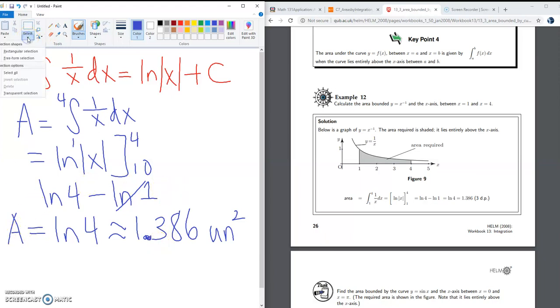Let's look at one more example. This one I'm going to make up.